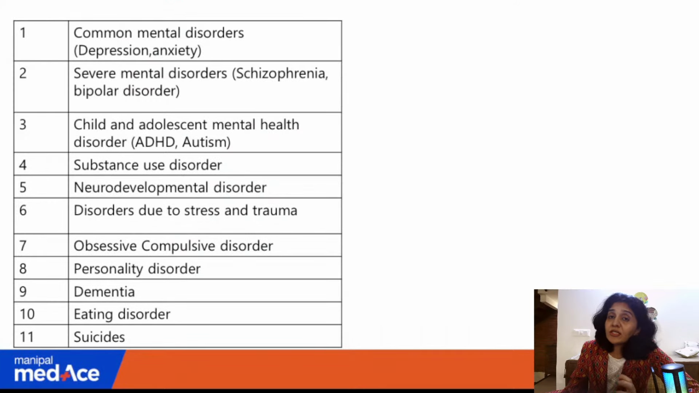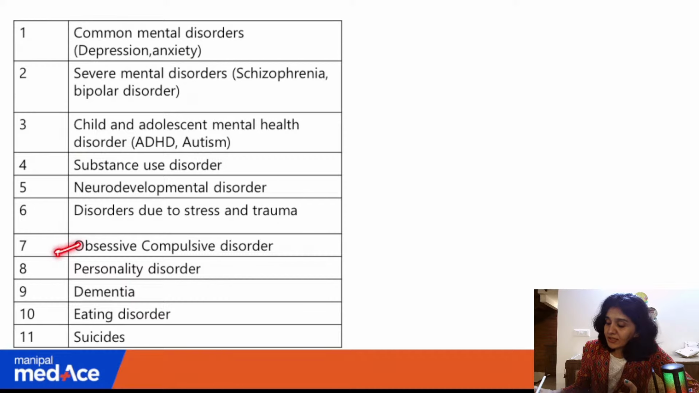So what are the disorders covered under this particular mental health action plan? Okay. So you have common mental disorders like depression and anxiety, which is covered. Severe mental disorders like schizophrenia, bipolar disorder, child adolescent mental health disorder, ADHD, attention deficit hyperactive disorder, and autism. So these 3 are contributing to a major burden, right? So these are the options which you should look for.